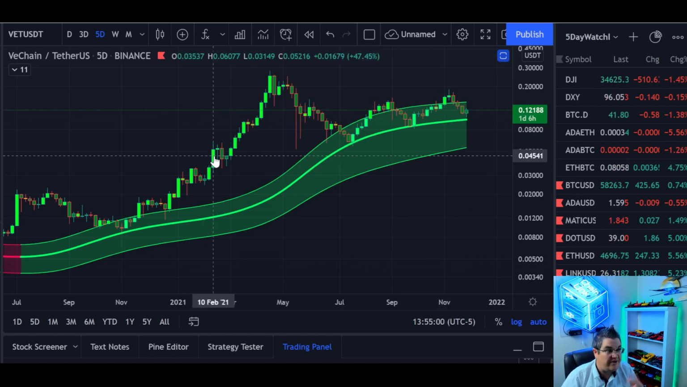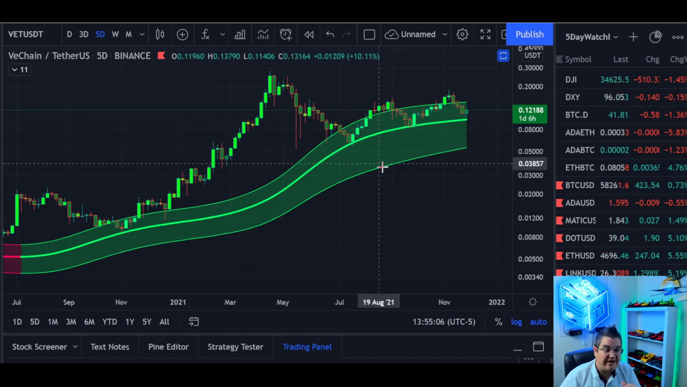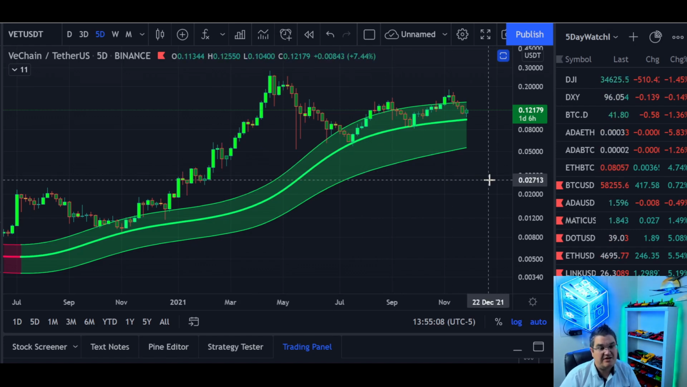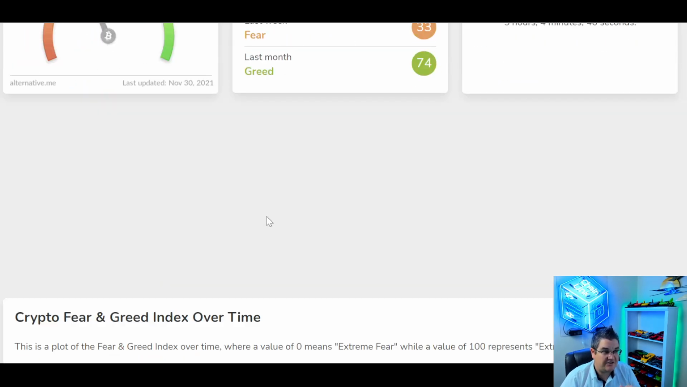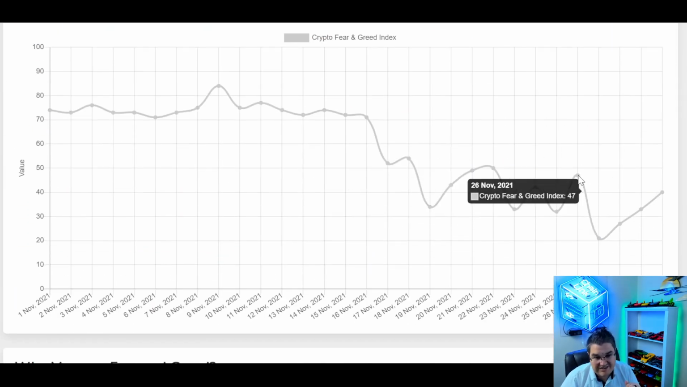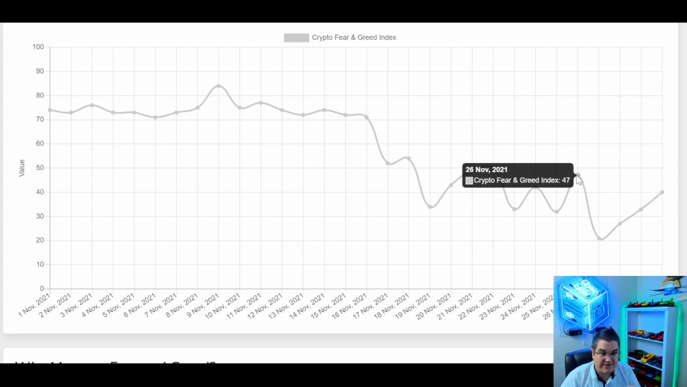These kind of moves, 40% weekly candles, which we'd all love to have. Those are probably coming in Q1, in my opinion, or later. So let's watch for that for VeChain. Crypto Fear and Greed Index, we're at 40, so we're coming up a little bit, but what I want to see is us to take out this 47.